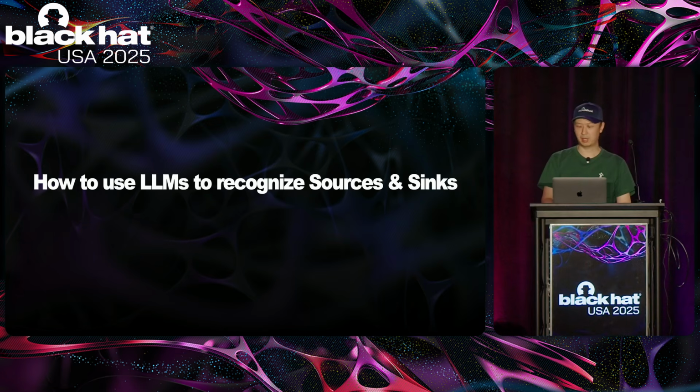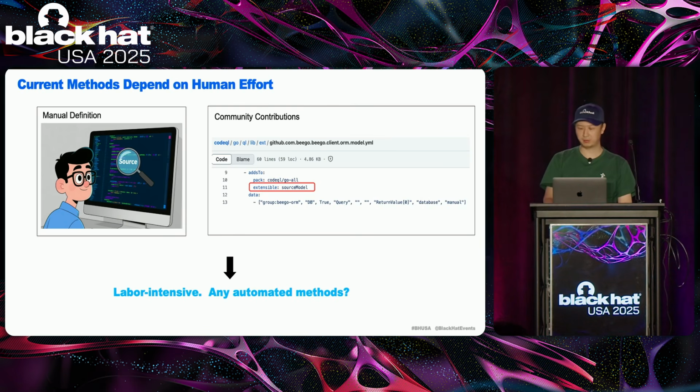For the first problem, I will introduce how to use LLMs to recognize source and sink functions. We have noticed that current methods rely heavily on manual work. One approach is manual definition, where developers have to manually review the source code to identify sources and sinks. Another way is through community contributions, like CodeQL has default rules. From the picture, we can see that key information includes library, module, function name, but we have found both methods are pretty labor-intensive. So is there a way to automate this process?